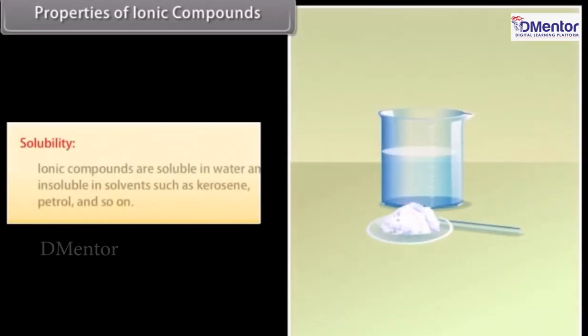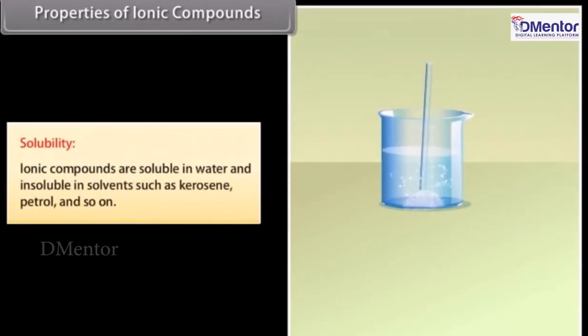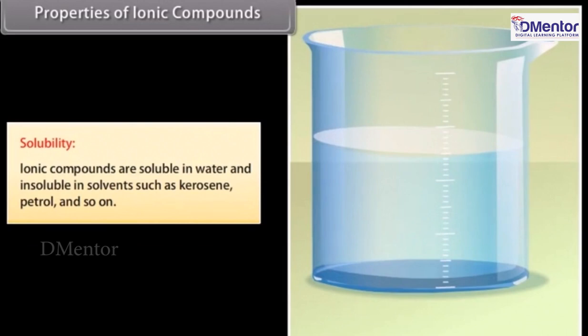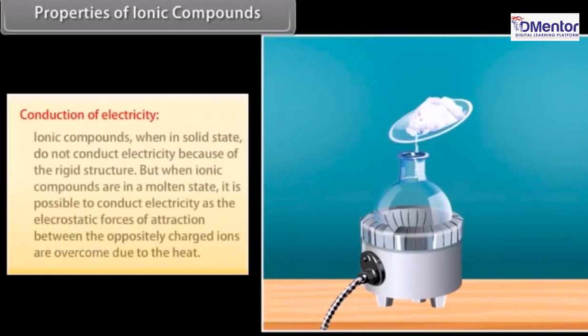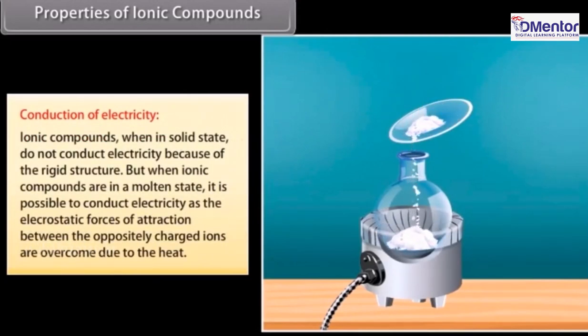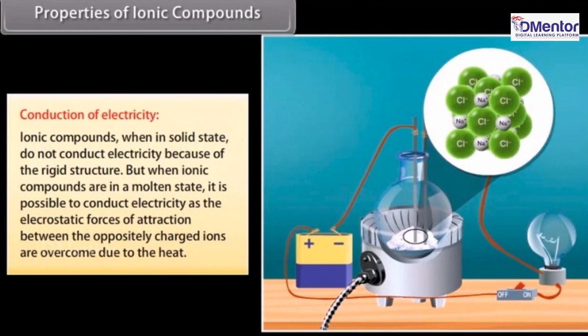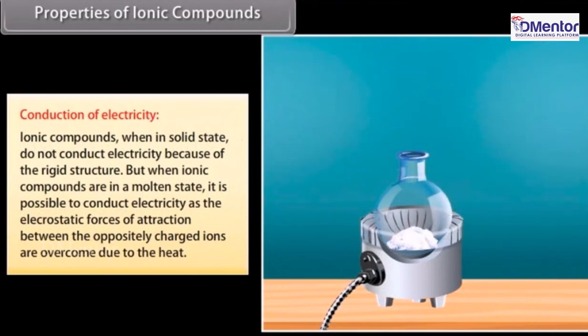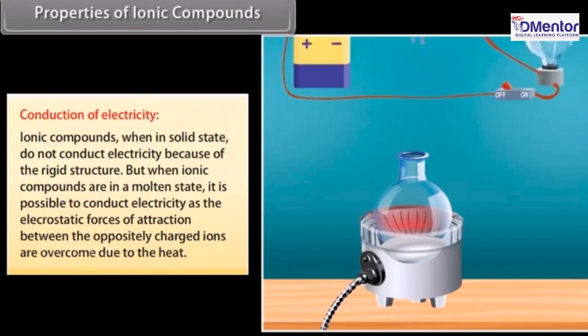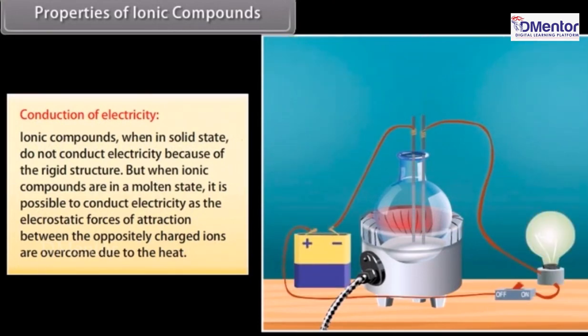Solubility. Ionic compounds are soluble in water and insoluble in solvents such as kerosene, petrol, and so on. Conduction of electricity. Ionic compounds, when in solid state, do not conduct electricity as the movement of ions is not possible because of the rigid structure. But when ionic compounds are in a molten state, it is possible to conduct electricity as the electrostatic forces of attraction between the oppositely charged ions are overcome due to the heat. This leads to ions moving freely and conducting electricity.